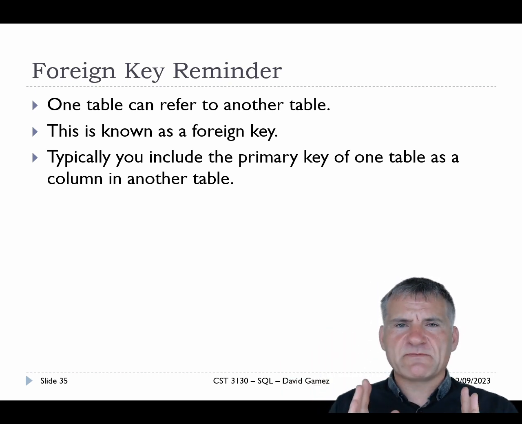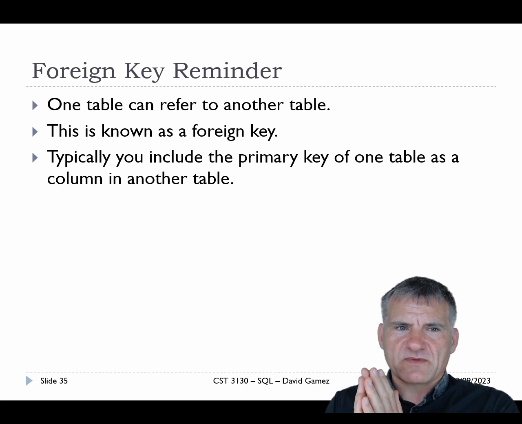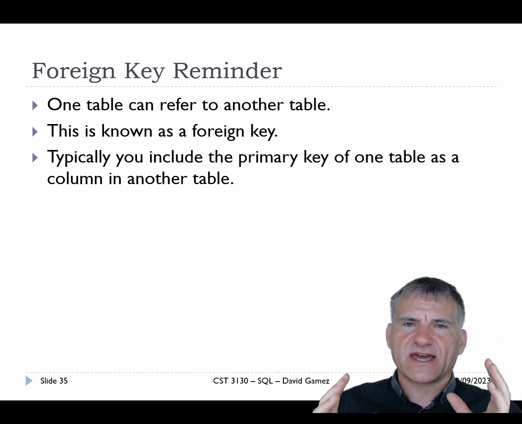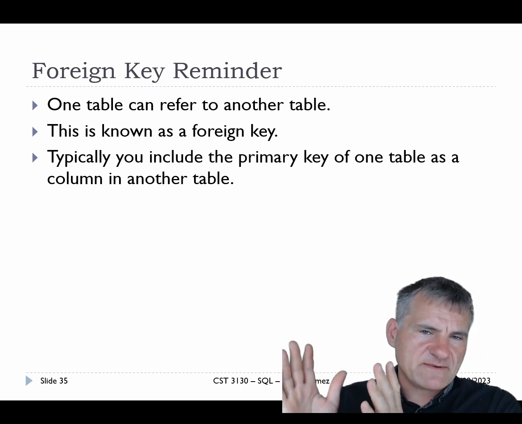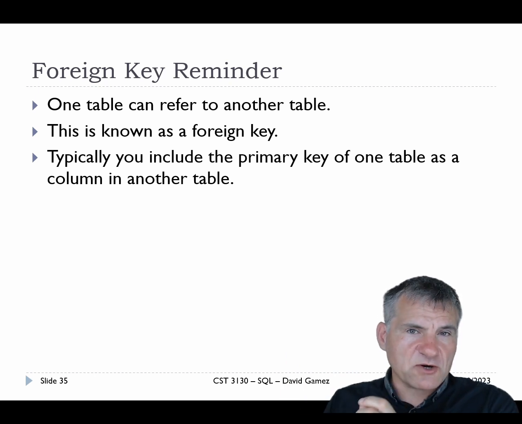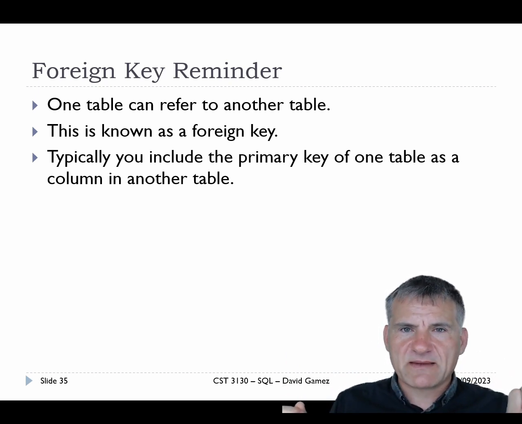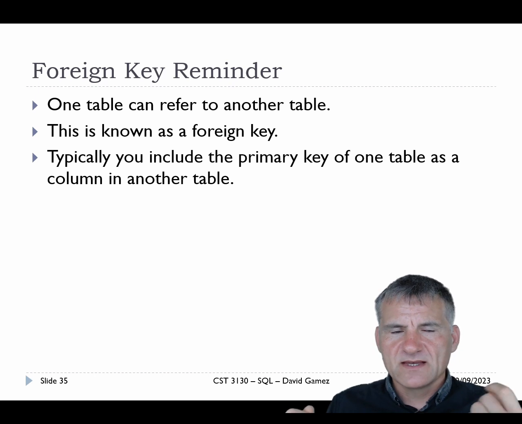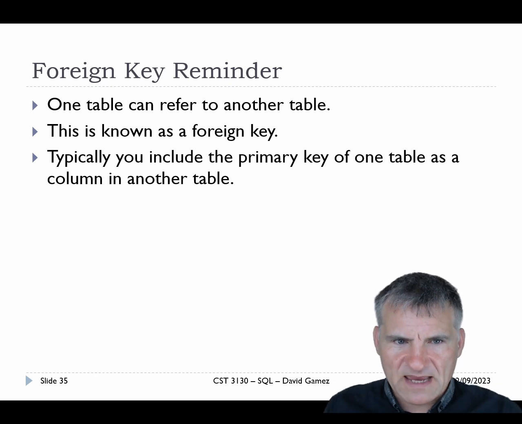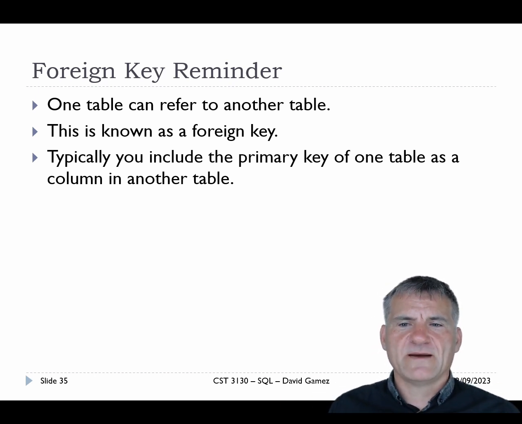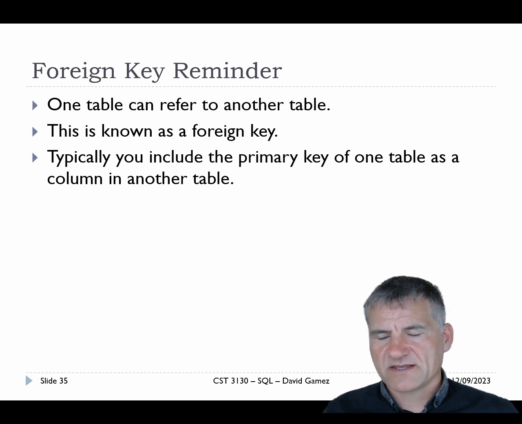In the previous lecture, I explained what foreign keys are, right? Foreign keys are a way in which you can link tables together. For example, a customer order can point to a row in another table that has the details about the customer. So one table is referring to another table, and this is known as a foreign key. Typically, you include the primary key of one table as a column in another table as the foreign key.